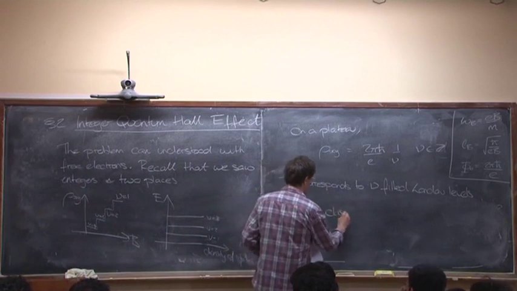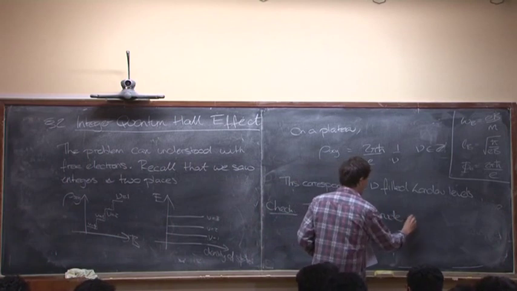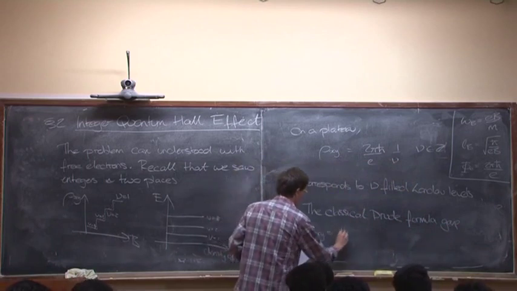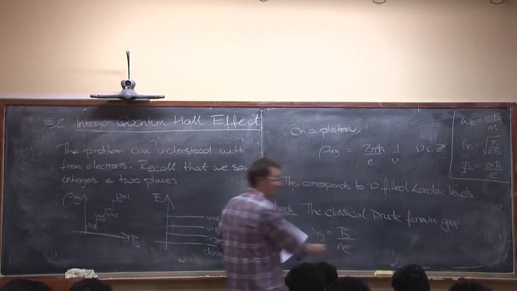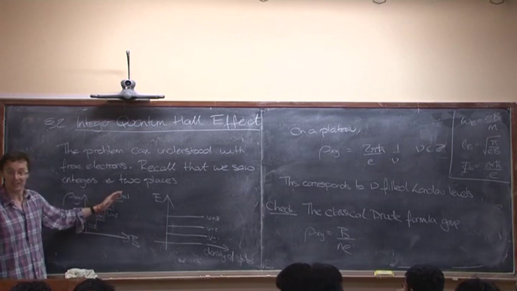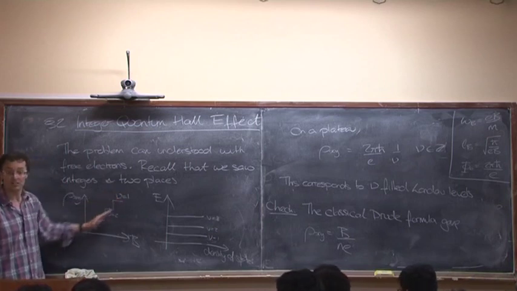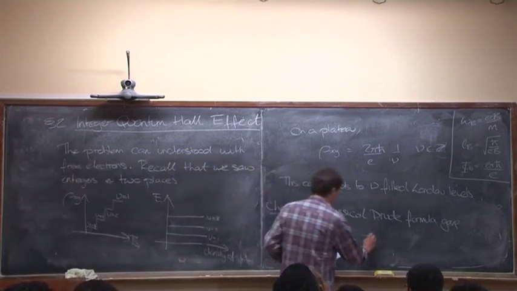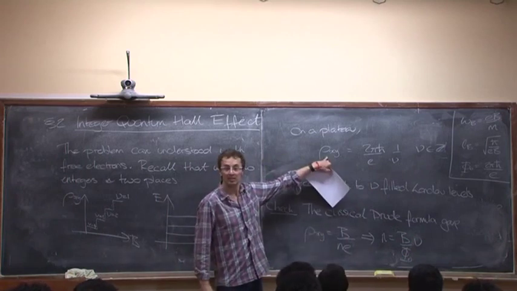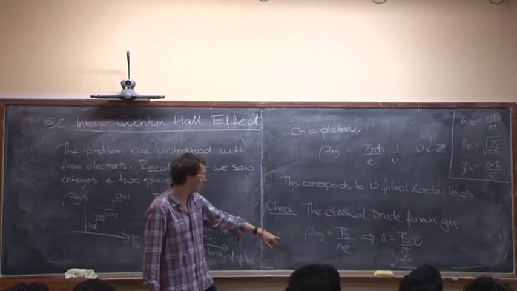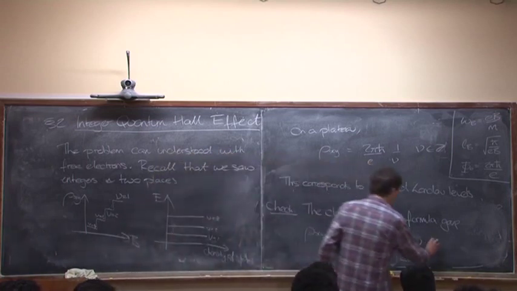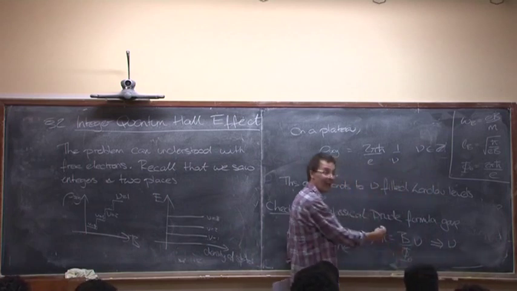So the classical Drude formula that we derived in the last lecture told us that rho xy was B over n e, where n is the density of electrons. Remember, the classical Drude formula is valid here because although it goes up in steps, it does go up in line with the classical expectation. So the centers of the plateaus are basically where the classical Drude formula holds. And so just comparing this with this result, we can extract what the density of electrons must be. The density of electrons is nu times B over phi 0, where phi 0 is this quantum of flux. But this is exactly the density of electrons that's required to fill nu Landau levels.